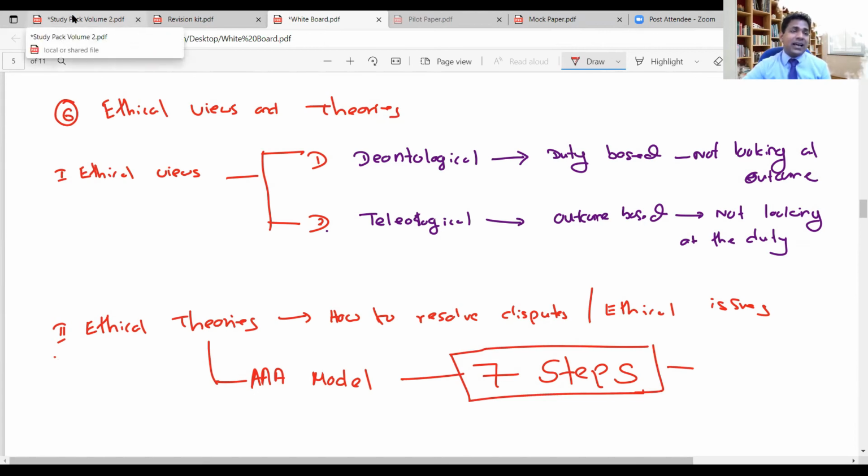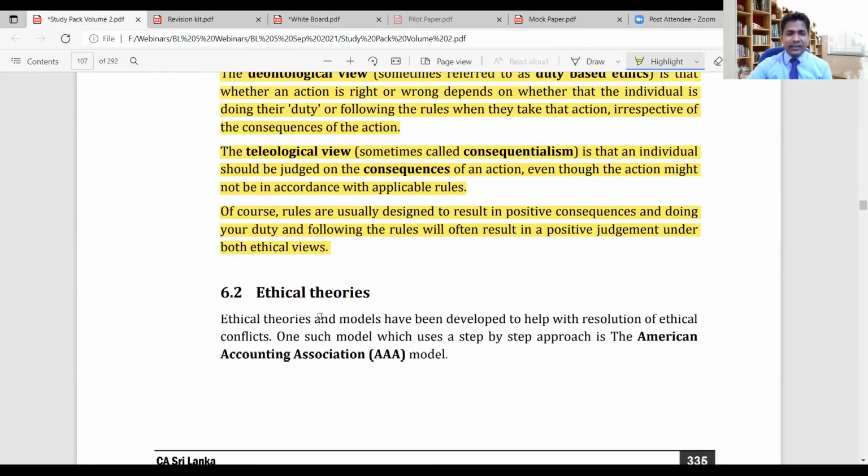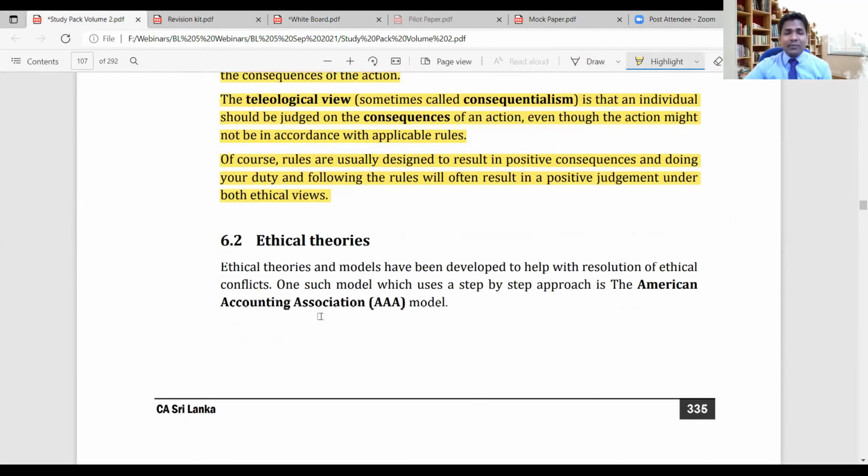What is this American Accounting Association model? See this one, ethical theories. Ethical theories and models have been developed to help with resolution of ethical conflict. When there is a conflict, how to resolve that? One such model which uses a step-by-step approach is the American Accounting Association model. Very simple one, right? See, these are the steps.